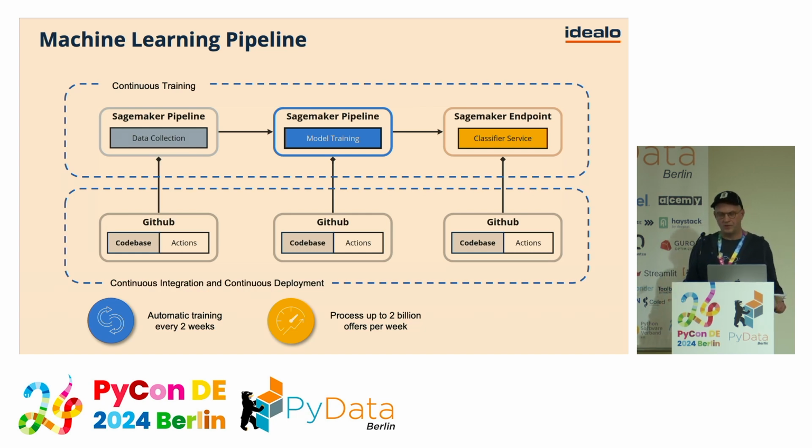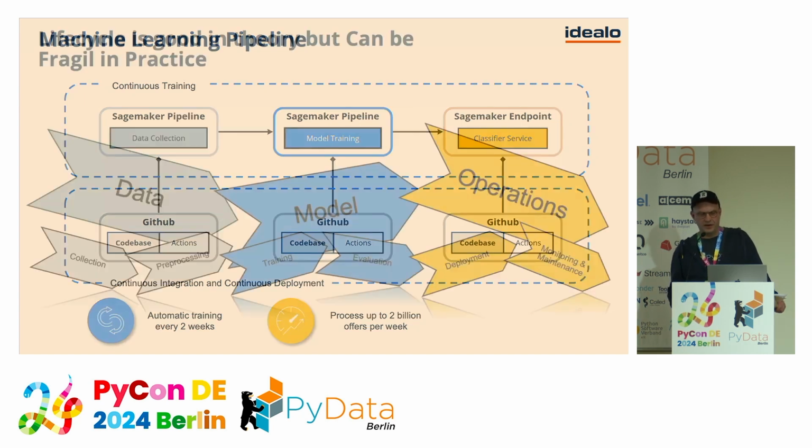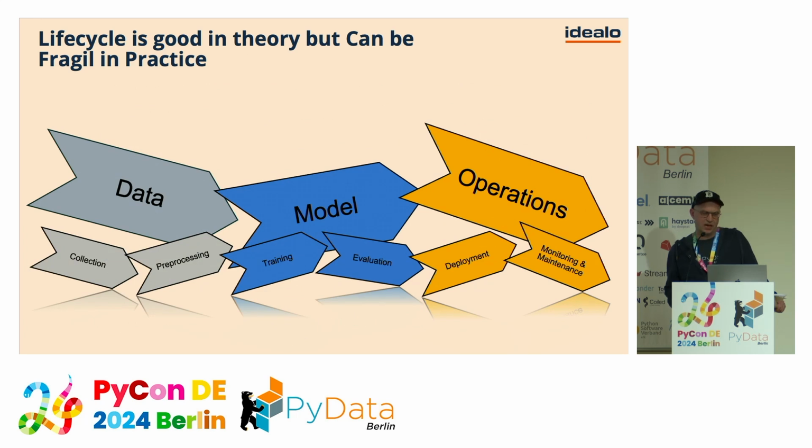And there's another aspect: each component depends not only on its code base, but also on the output of its prior component. A minor change at the beginning of the pipeline might have a huge impact on the whole running system. Therefore, the lifecycle might be good in theory, but it can be quite fragile in practice.